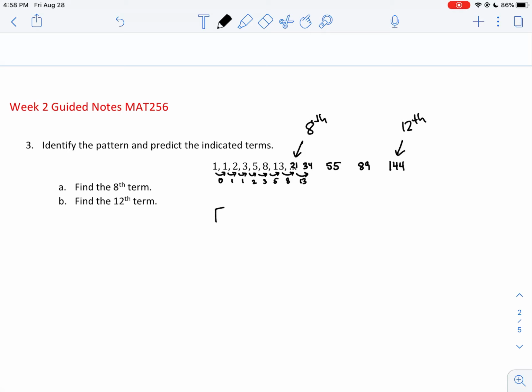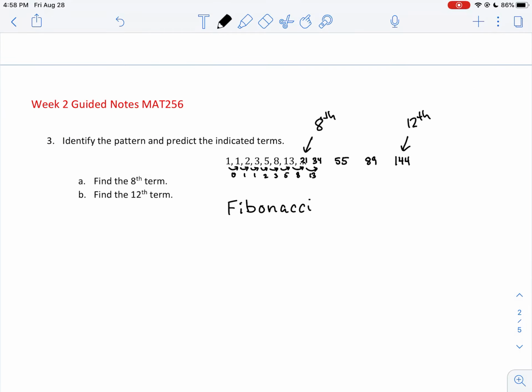By the way, this particular list of numbers is called the Fibonacci numbers. You might have heard of them before. The Fibonacci numbers were made popular and mainstream by the movie The Da Vinci Code. But anyway, there they are.